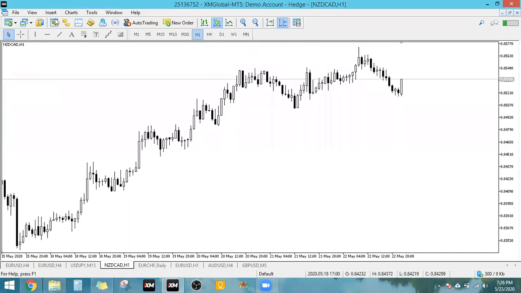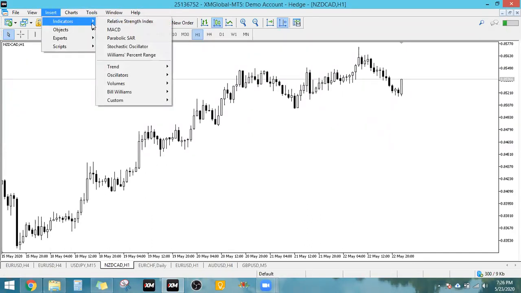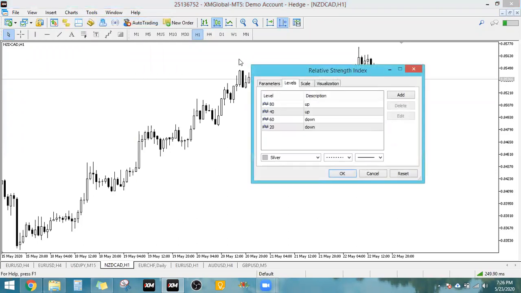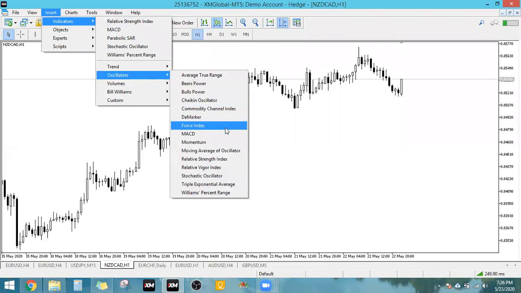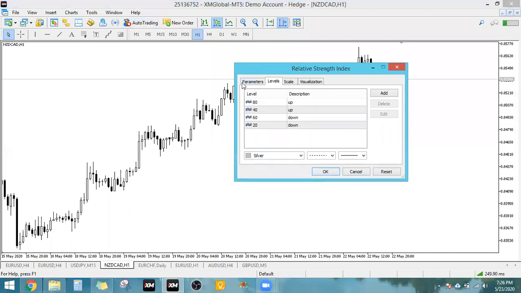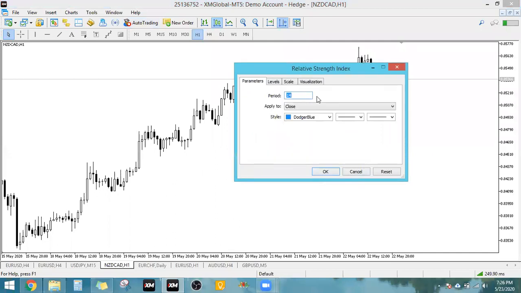Alright. So the RSI is here. Insert indicators, oscillators. There you'll see the Relative Strength Index. That's the longer version of RSI. The default parameter is 14. 14 is okay, you actually don't need to change it. For apply, just apply to close. Leave it at default. Just change the color depending on how your charts look. I have a white chart, so a somewhat blue color is okay for me.